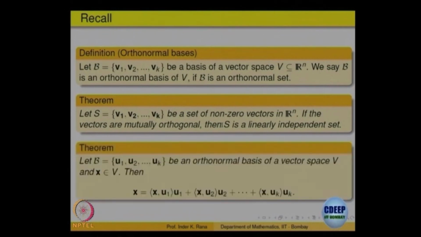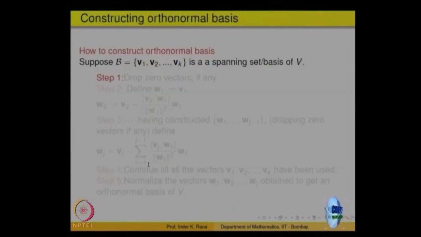The advantage of an orthonormal basis was that given any vector x in the vector space, you can immediately write down those scalars alpha 1, alpha 2, alpha n such that x is a linear combination of the basis elements. Those scalars come out to be the inner product of x with u1, x with u2 and so on. So the coordinates of a vector are immediately known once you have an orthonormal basis. So that was the advantage. And then we saw the process of constructing an orthonormal basis.